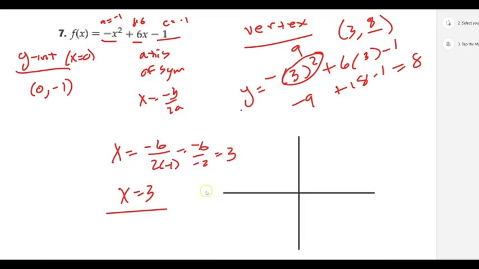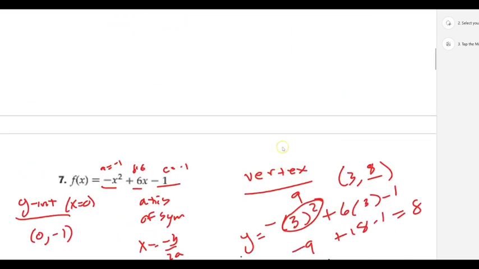If I want to graph it, I just got to go 3 and 8. 1, 2, 3, 4, 5, 6, 7, 8. Right there. Axis of symmetry is 3, so I'm going to draw a little dotted line right here. It's always the x on the vertex. And then my y-intercept is 0, -1. So if I graph it, it's opening down of all things. Ooh, that should be more curved.